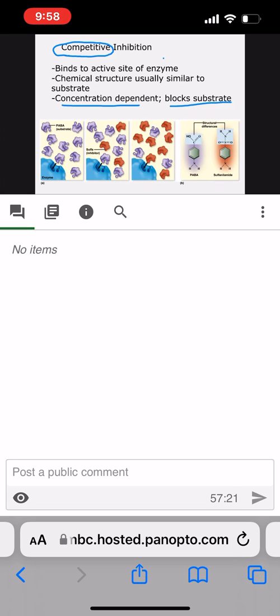And so from the pictures here, what it's using is a classic example of an enzyme whose activity is needed for making a group of compounds called folic acids. I'll write that down.